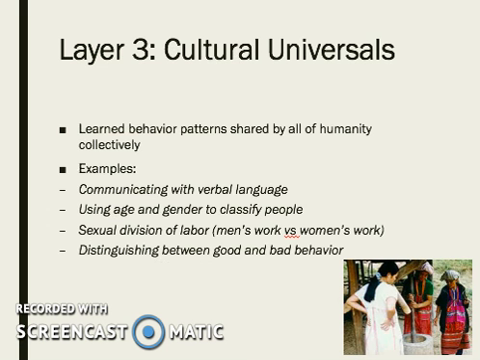The third and final layer is cultural universals. These are learned behavior patterns shared by all of humanity collectively. Some examples include communicating with verbal language. With few exceptions, most people in the world just naturally understand that the accepted way to communicate is through talking. Other cultural universals include using age and gender to classify people, the sexual division of labor, men's work versus women's work, and distinguishing between good and bad behavior.